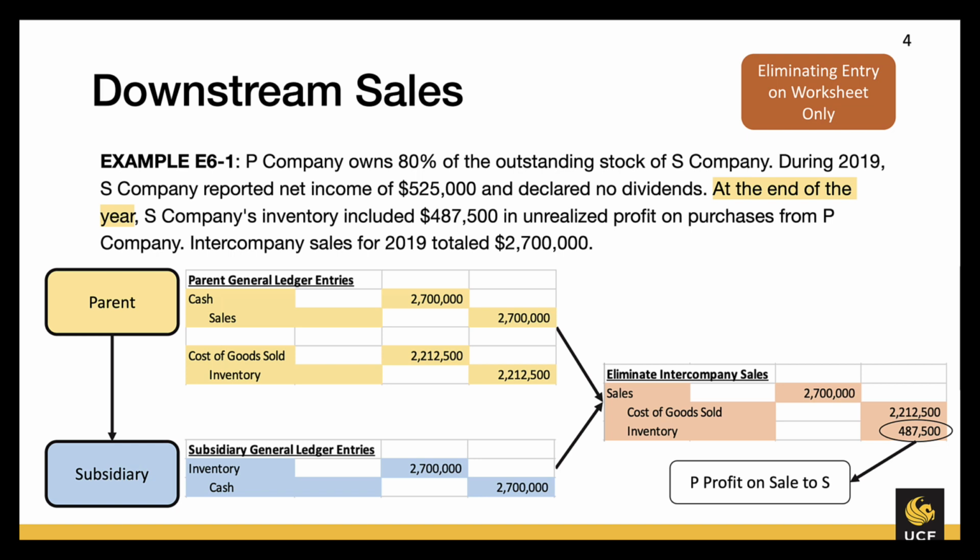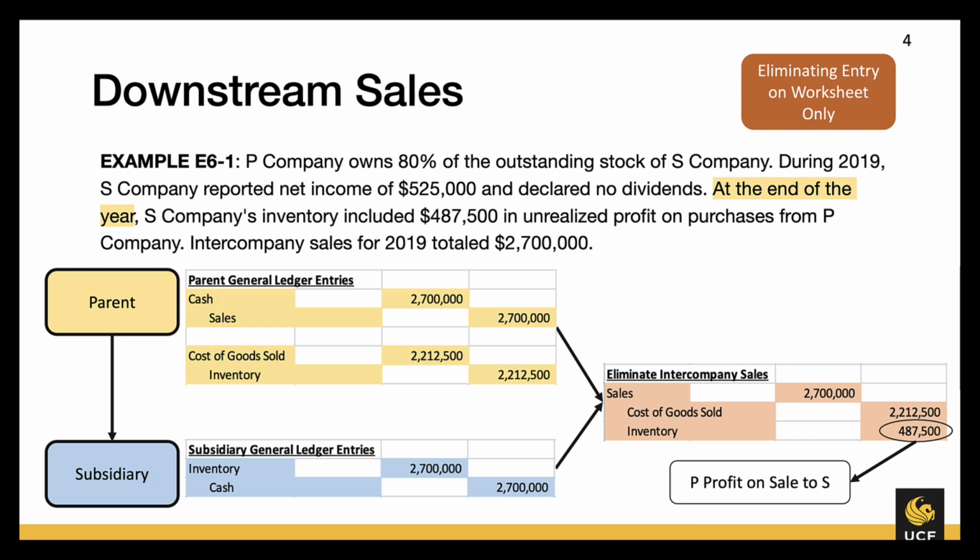We're going to start with an example of downstream sales. In this example, our parent company owns 80% of the outstanding common stock of S Company. During 2019, S Company reported net income of $525,000 and declared no dividends. At the end of the year, S Company's inventory included $487,500 in unrealized profit on purchases from P Company. Intercompany sales for 2019 totaled $2.7 million. So on the left-hand side, we see that this is a downstream sale where our parent, which is marked in yellow, is selling to our subsidiary, which is marked in blue.